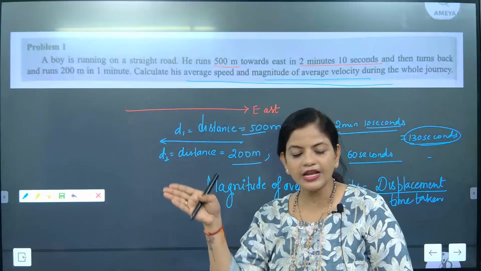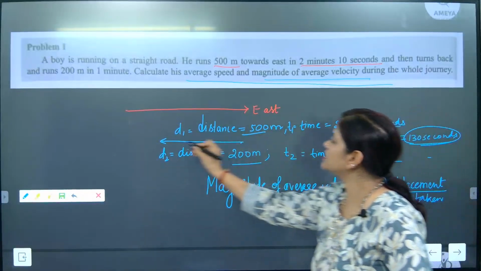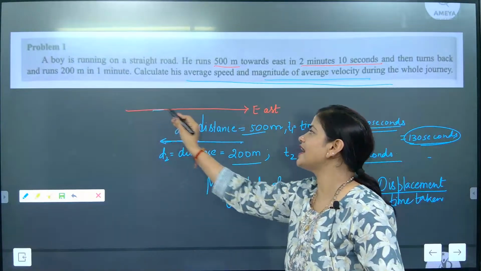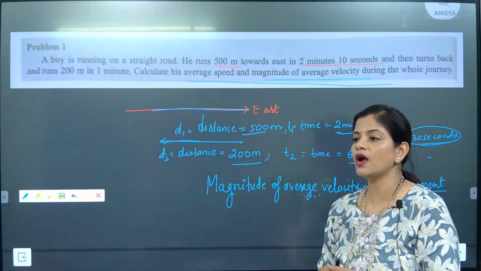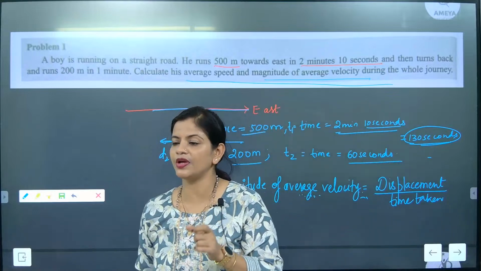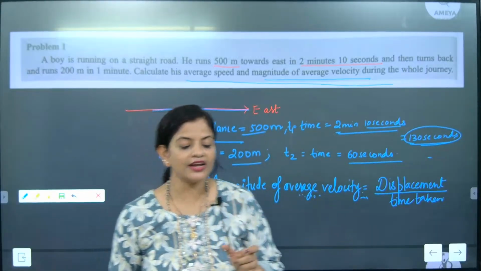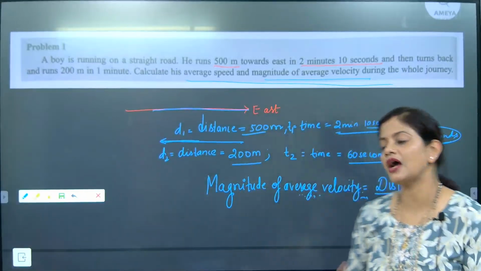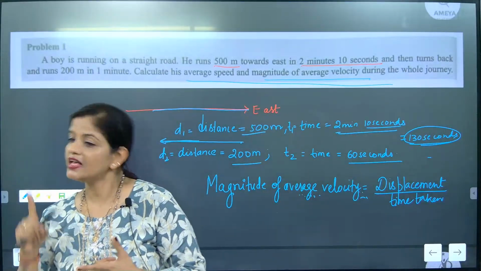So when they ask about displacement, what are you actually going to do? Going time, how much distance? 500. Returning time, how much distance? 200. But what is displacement? Displacement is the shortest distance between the final point and the initial point. Again I repeat, shortest distance between final point and initial point.